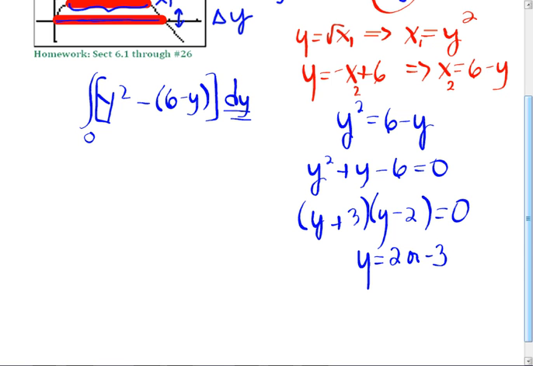I will tell you that when my daughter went to the University of Minnesota, if she started with this line up here and went right to that line there, she lost half points, half credit. You do it backwards by any chance? Like 6 minus y?